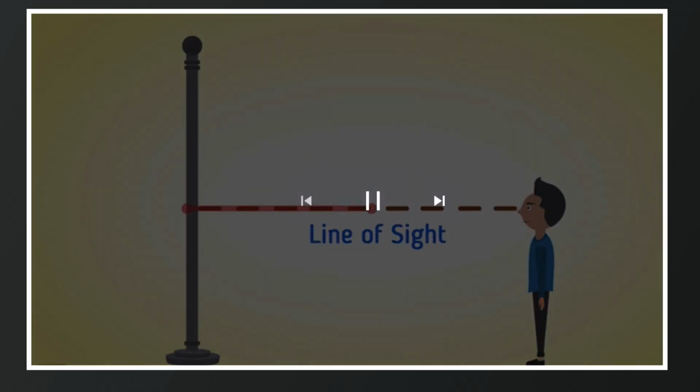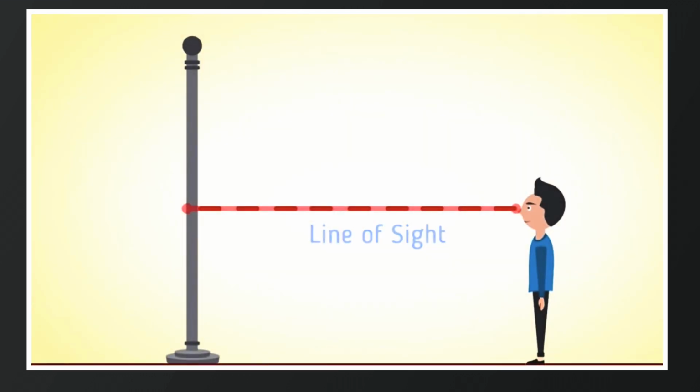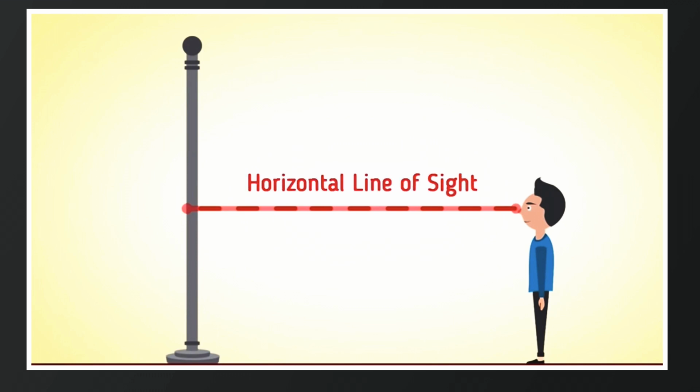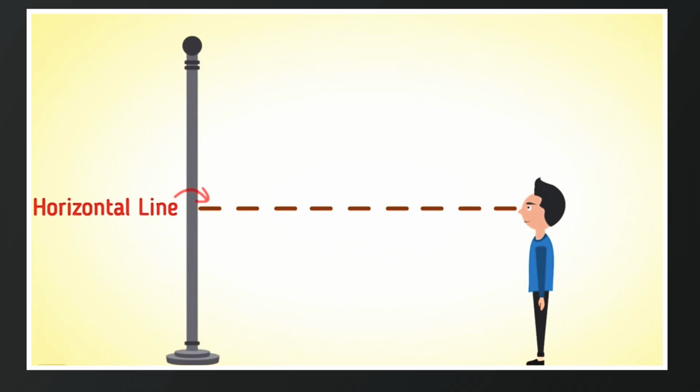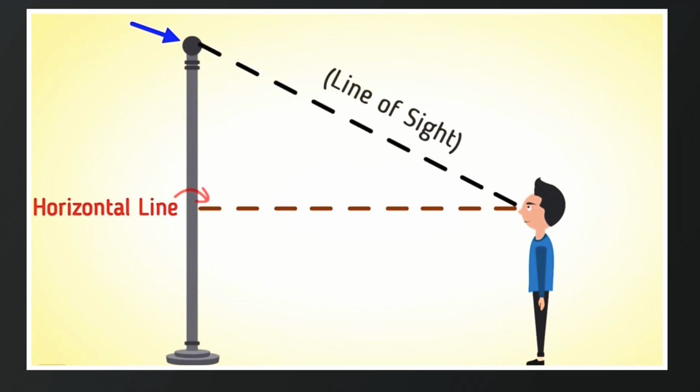This is what we call the line of sight, or we also call it the horizontal line of sight, or just simply the horizontal line. Now look at the top of the pole, the one in the blue arrow. Then we are going to form a line of sight. We call this the line of sight.